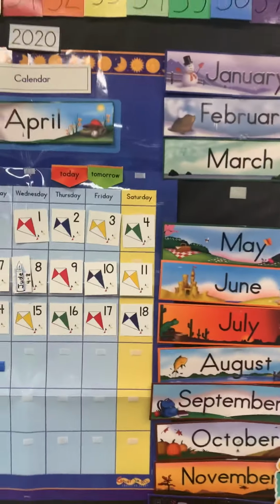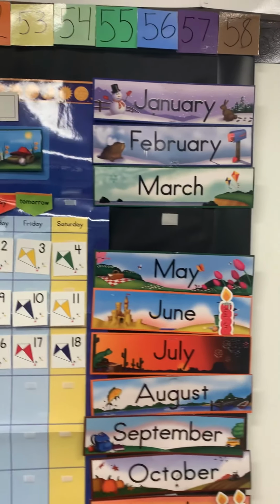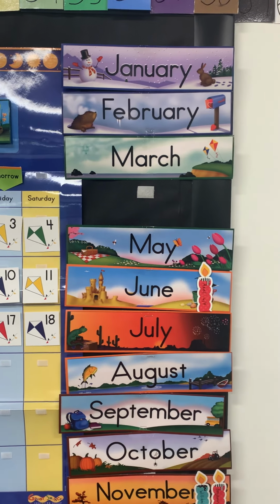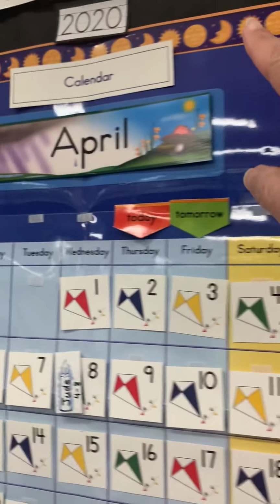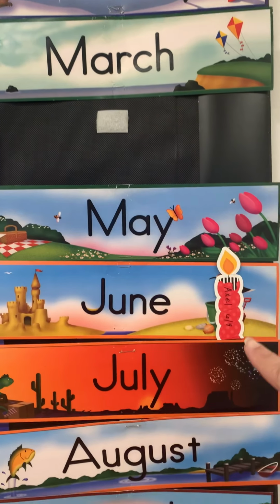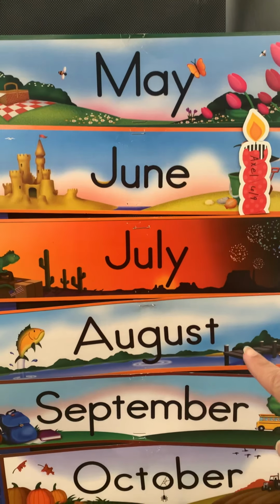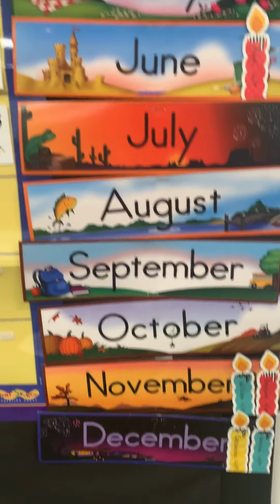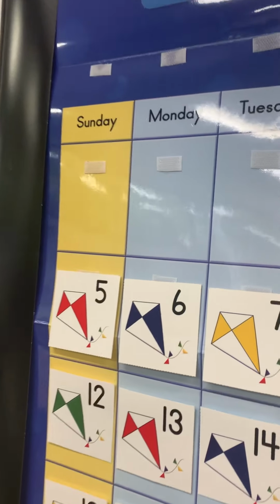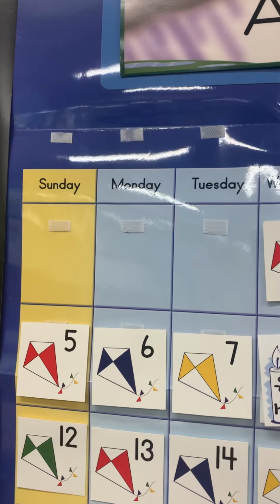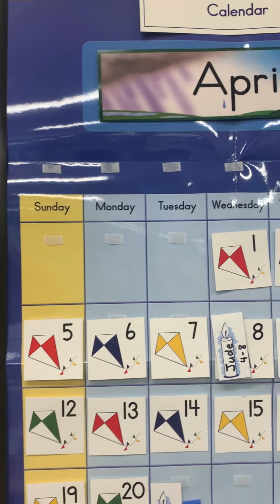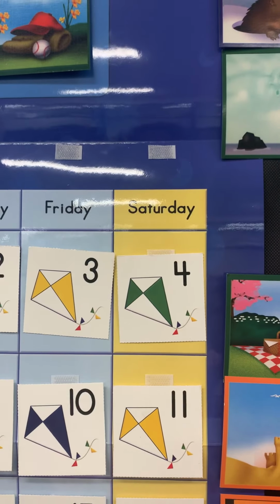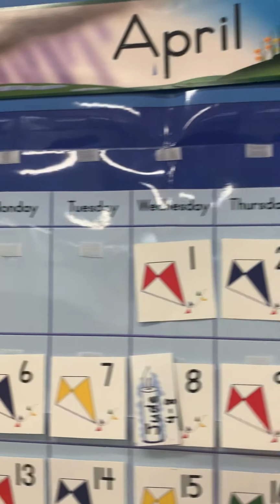So, students, how many months are there in the year? And you say, let's say them. January, February, March, April, May, June, July, August, September, October, November, December. And students, how many days are there in the week? Let's sing them. Sunday, Monday, Tuesday, Wednesday, Thursday, Friday, Saturday. Do you see something missing on our days of the week?